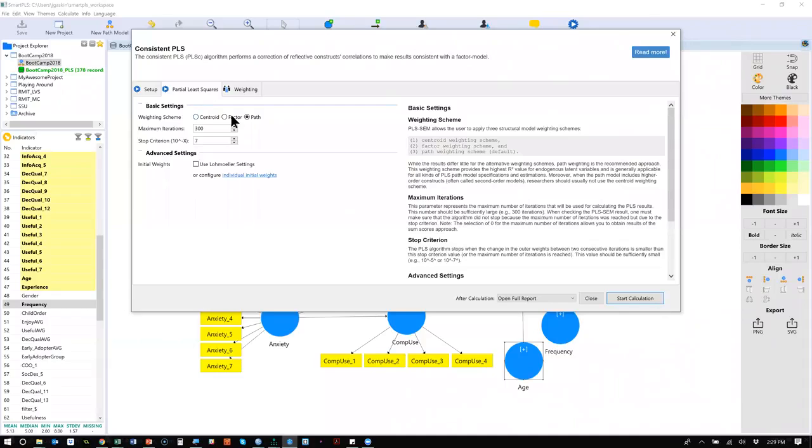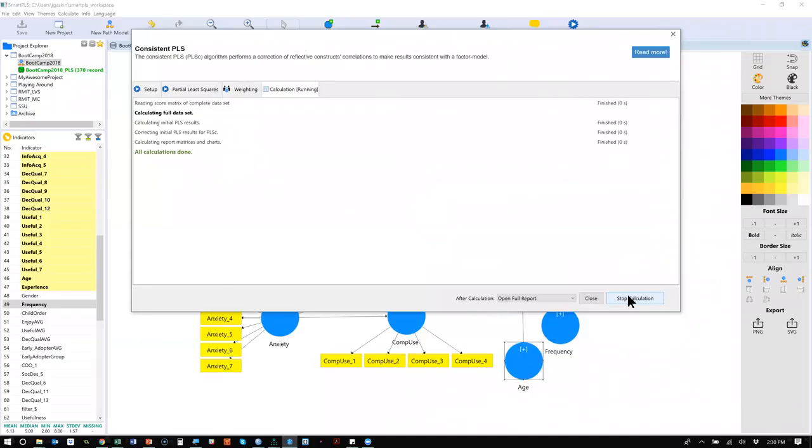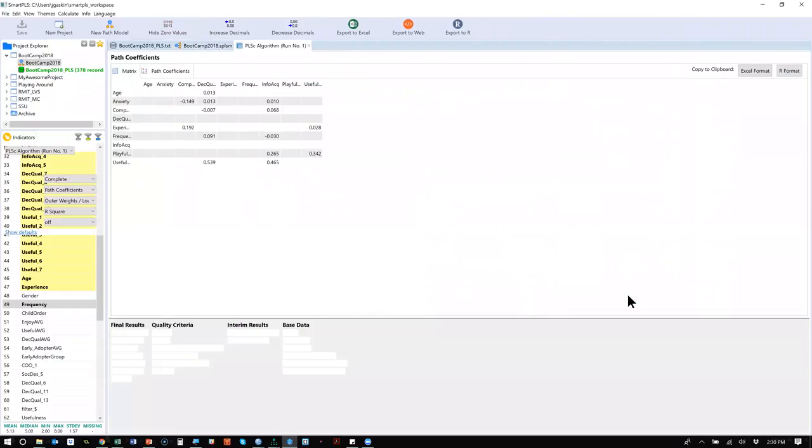In the partial least squares tab, it asks how you want to do this: based on centroid, factor, or path weighting scheme. Since we're looking at the structural model, we're going to use the path weighting scheme. If we did a measurement model, we would use the factor weighting scheme. Don't worry about centroid. You can read more about it on the side column over here, which one is which and what they're for. Don't worry about the stop criterion. Don't worry about the initial weights. Weighting tab, don't worry about anything here. And just hit start. It runs and it pulls up a report.